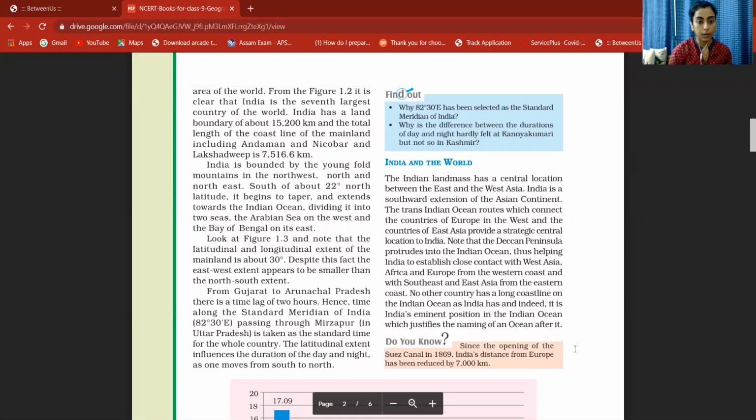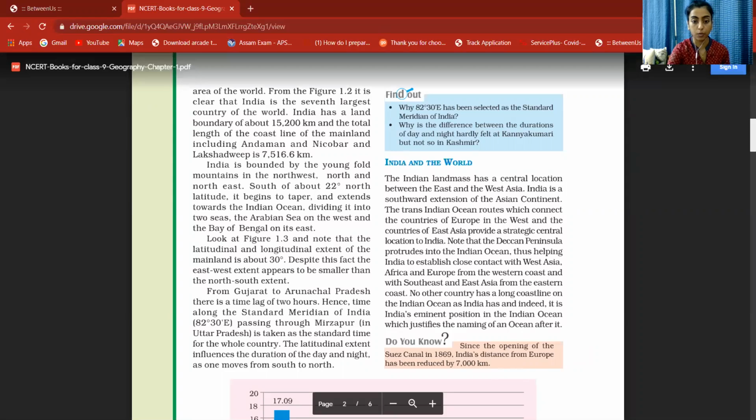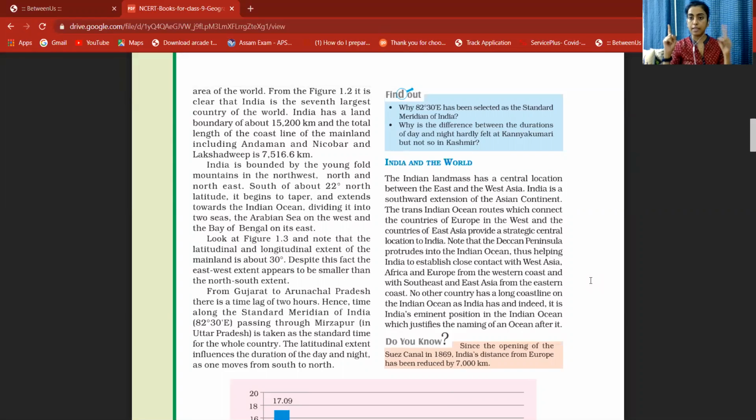Now, in the next paragraph it is said that it is important to note that the latitudinal and longitudinal extent of mainland India is 30 degree, but even after that the east-west extent appears to be smaller than the north-south extent. When we see the India map, can you see that the east-west is smaller in length than the north and south? The north and south is longer and the east and west is smaller. But the latitudinal and longitudinal difference of both sides is 30 degree, it's equal.